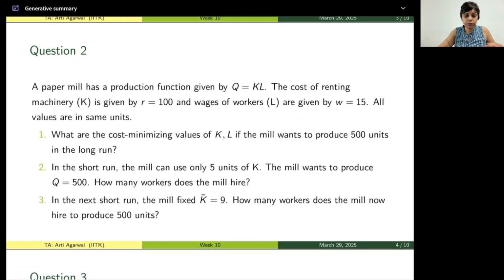Screen is not updating. Right, okay. So you are given a paper mill which has a production function given by Q equals K times L. The cost of renting machinery is R, that is 1000, which is per unit. Wages of workers are W equal to 15, and all values are in the same units. Now you're asked what are the cost-minimizing values of K and L if the mill wants to produce 500 units in the long run. So you're given the quantity, you are asked to do cost minimization and find the values of K and L for which cost is minimized. There's a lot of noise here also. I'm just muting myself for a bit, and please solve the question, then I'll solve it.